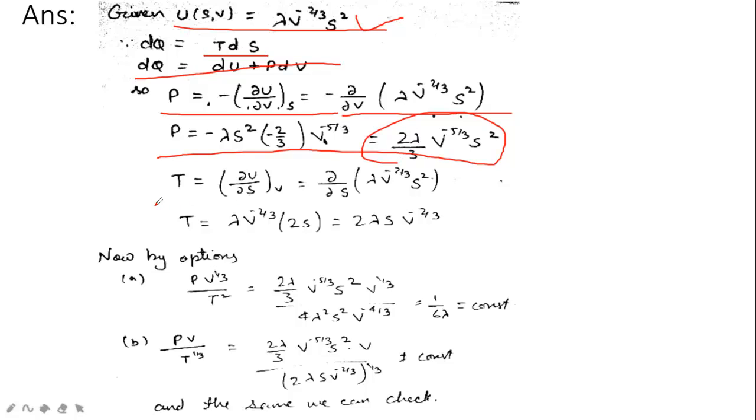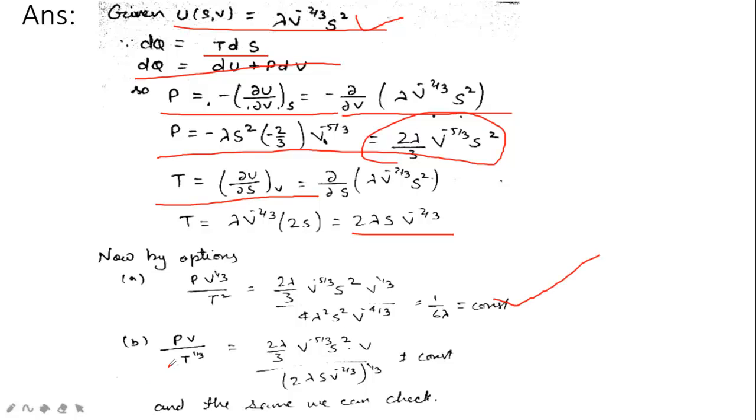Again, you can solve it for temperature, which is del U over del S at constant V, and you can get the value of temperature as 2 lambda S V raised to the power minus 2 by 3. Now by options we can check. Option A is saying P V raised to the power 1 by 3 upon T square should be constant. So just put the values and you will get 1 upon 6 lambda, which is a constant. So yes, option A should be correct.